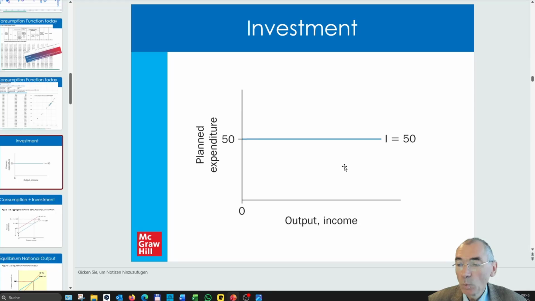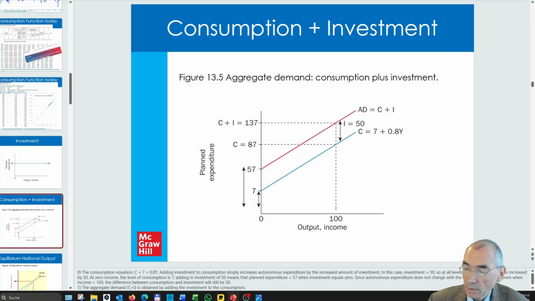It doesn't vary with the income. And as our goal is to talk about planned expenditure, we can bring this together with the consumption idea and the consumption function. If we have this consumption function, the example that we had earlier, 7 plus 0.8y, it starts at 7 and has a slope of 0.8. Now, if we add the investment of 50, which would be the horizontal line here, 50 plus 7 is now the new starting point. C autonomous plus the investment.